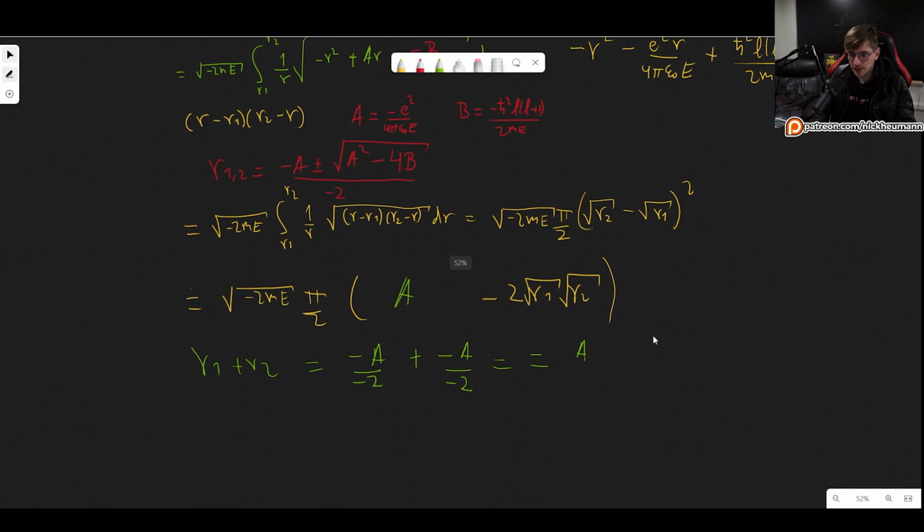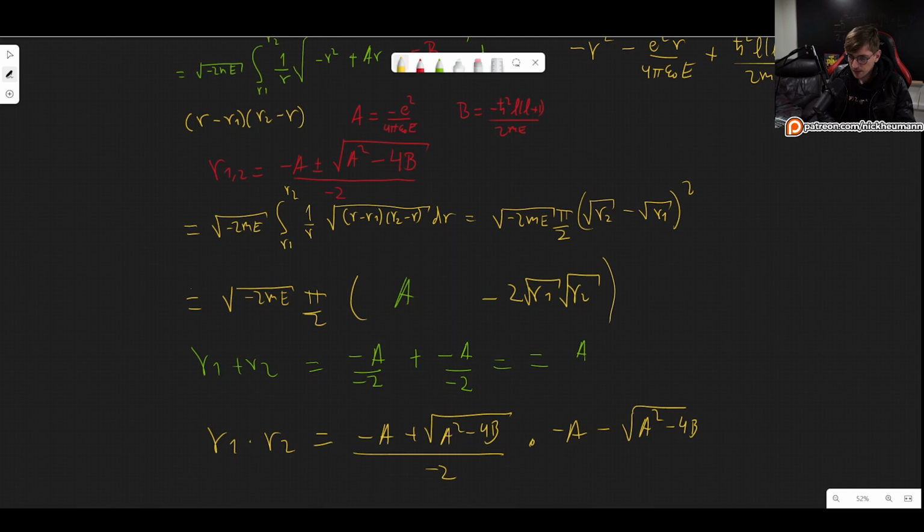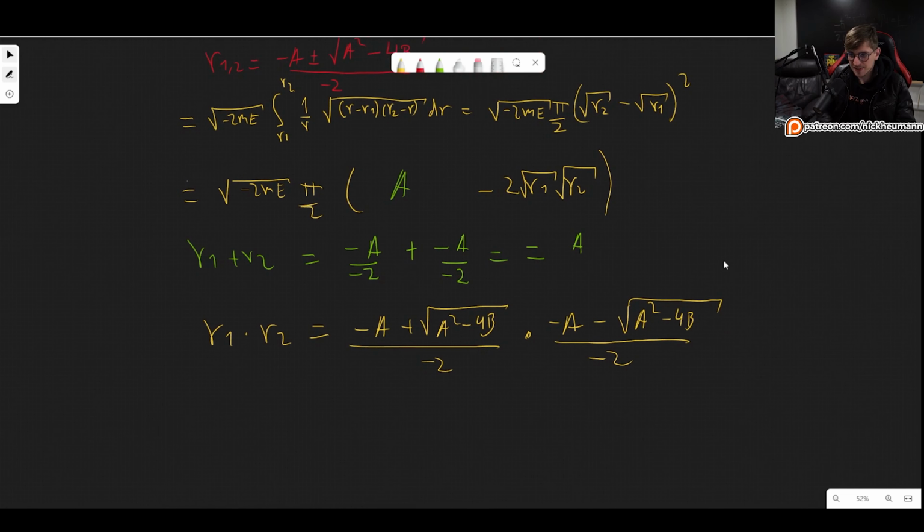Now, what about their product? What is R1 times R2? And then we'll take the square root. So R1 times R2 gives us minus a plus the square root of a squared minus 4b, divided by minus 2, times minus a minus the square root of a squared minus 4b, divided by minus 2. So notice that if we factor out a minus sign, we can put it somewhere over there. This is now positive.